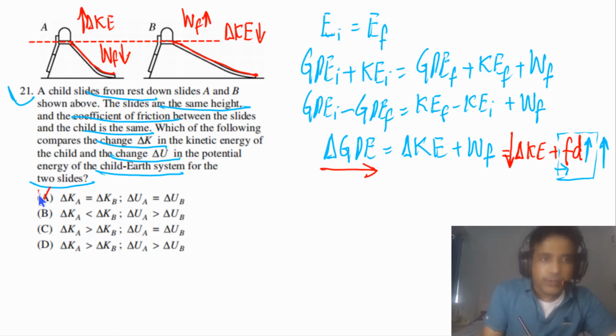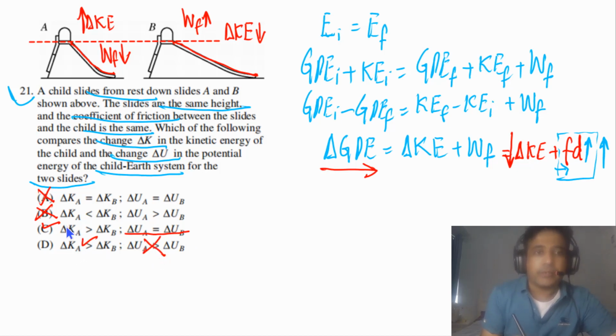So the first one is not possible, the second one is also incorrect, the third one can be possible. Change in K for A is greater than change in K for B, and the change in potential energy is the same. This is correct, but this one is incorrect. So the answer for this question is C.